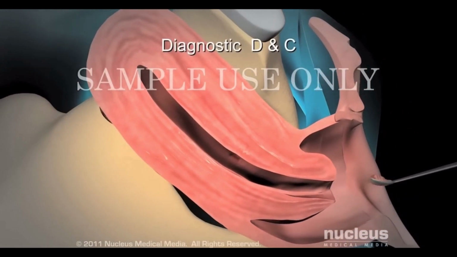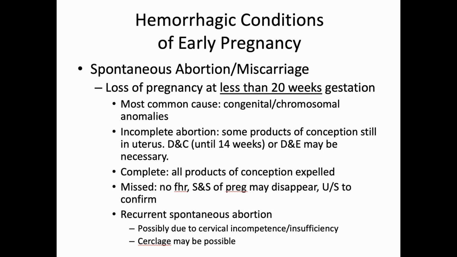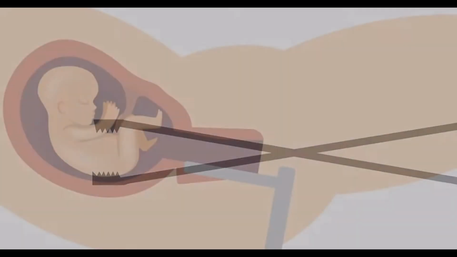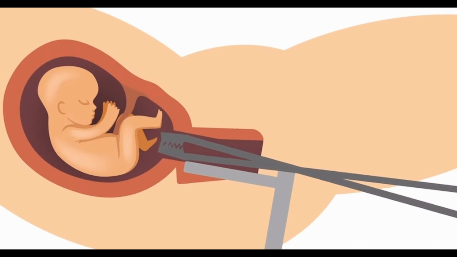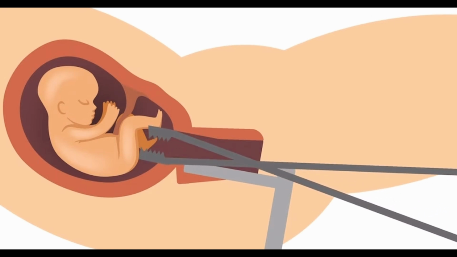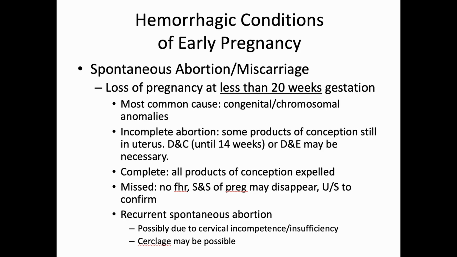If this happens after 14 weeks, usually even a little earlier than that, they'll do a D&E instead, which is dilation and evacuation, where, same thing, general anesthesia, they're going to dilate the cervix, but they're going to go in with tools and just pull out what needs to come out. The reason we can't do the D&C is because what's in there is too big to fit through the suction machine. A complete abortion means everything that had to come out came out, right? Everything was expelled on its own.